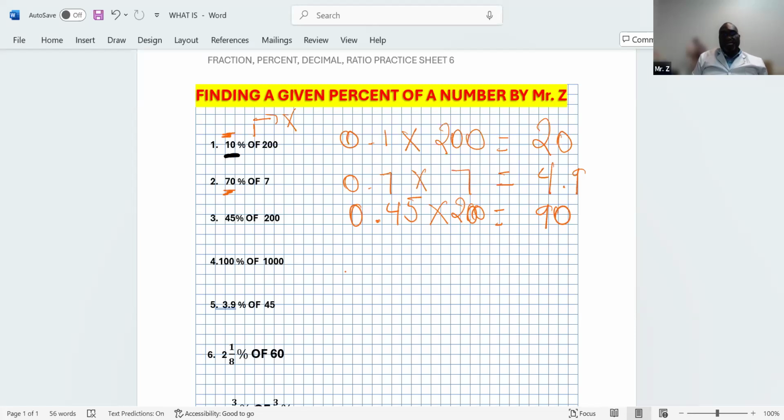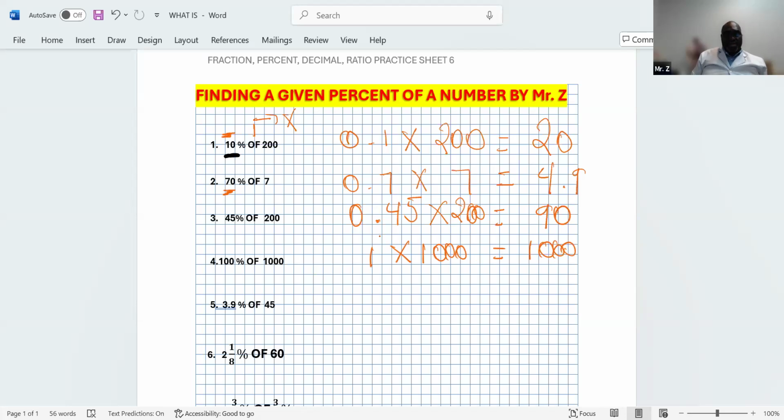Let's do number 4. Convert 100% of 1,000 to a decimal. So you're going to have 100 divided by 100, which as you know is 1. So when you have 1 times 1,000, 100% of 1,000 gives you 1,000.